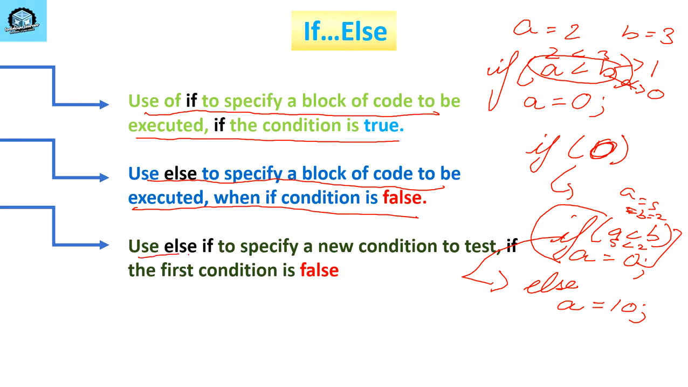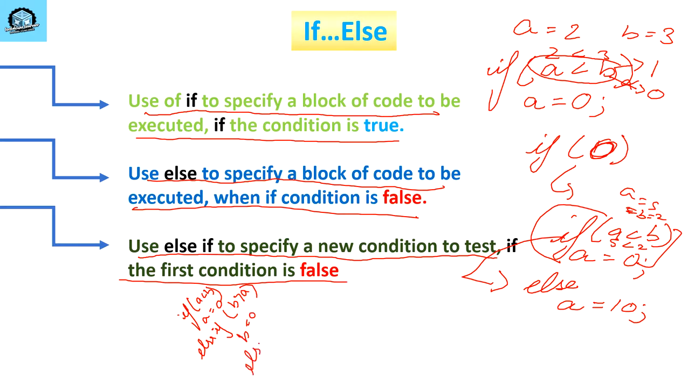Now third, we have else if, used to specify a new condition to be tested if the first condition is false. Suppose we want multiple conditions, we don't want to go straight to else. Like suppose we have if a is less than b, then a equals 0. Then else if b is greater than a, then b equals 0. Else if both are equal, then a equals 10 and b equals 10. Okay guys, it is assigning the value.